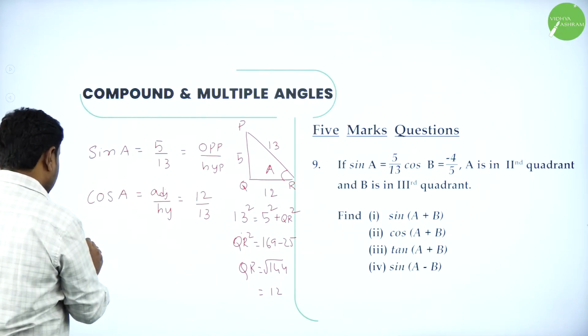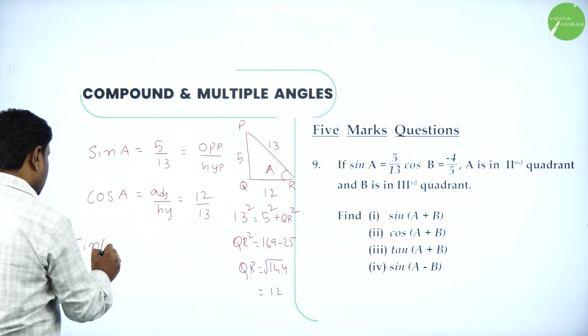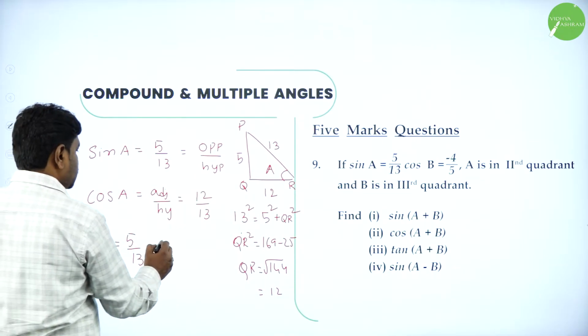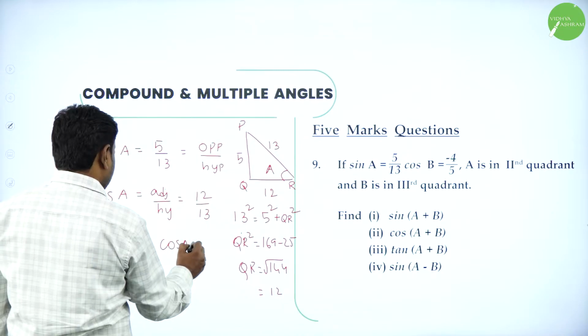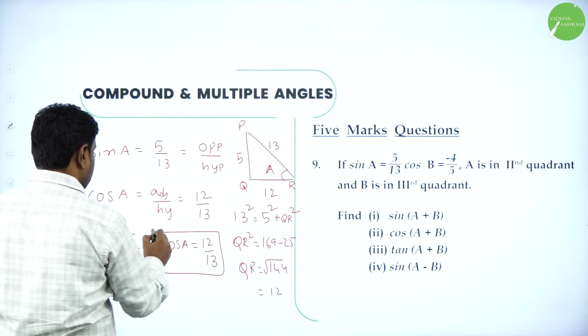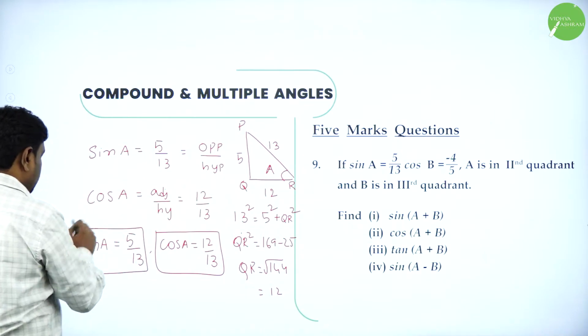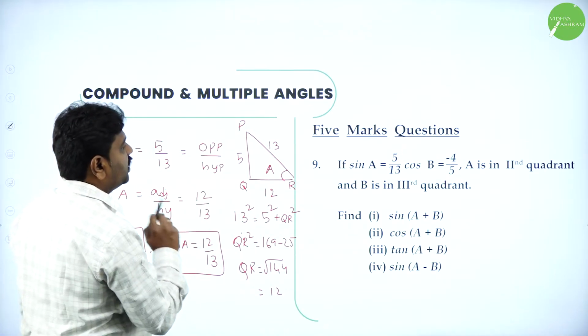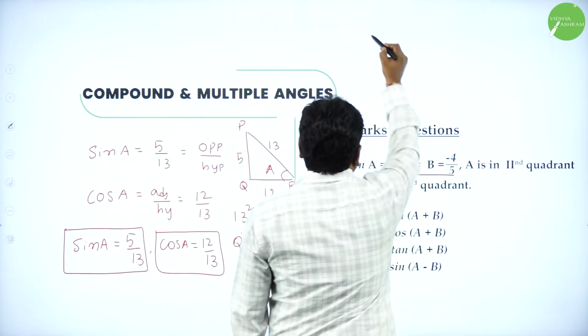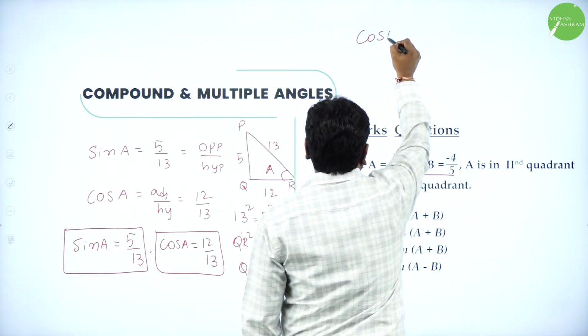So now you have sin A value. They have given sin A value 5 by 13. Now you got cos A value. Cos A is 12 by 13. Now further, sin A you know, cos A you know. Put them in a box. Then you need sin B and cos B. See, cos B is given. What is cos B given?